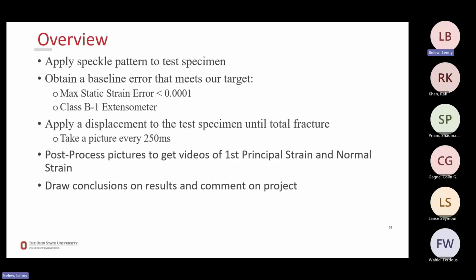Our target is a class B1 extensometer, and this requires a max static strain error being less than 0.0001. After our static error looks good, we'll then apply displacement to the test specimen until total fracture. During this, we'll take pictures every 250 milliseconds. After this, we will post-process the pictures and get videos of first principle strain and normal strain. After this, we will draw conclusions on results and comment on the project overall.